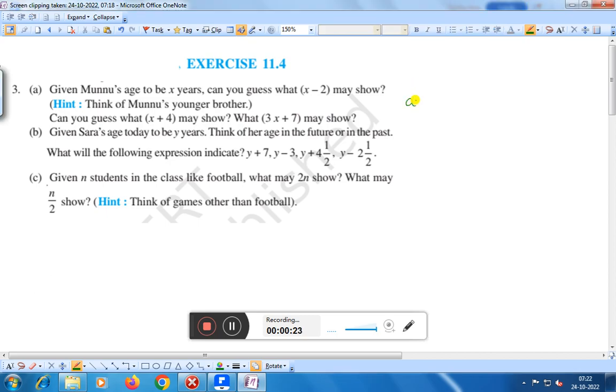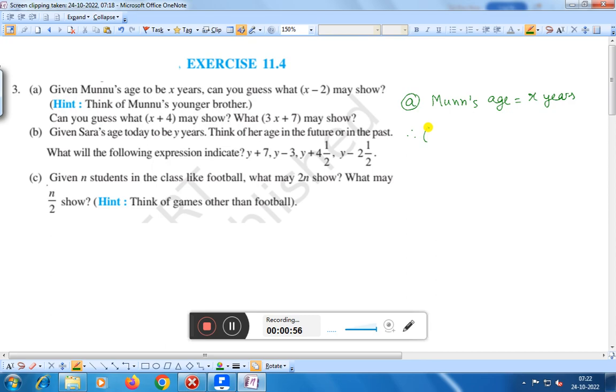Question number A is, given that Manu's age is equal to x years. Now can you guess what x minus 2 shows? X minus 2 means 2 years before, 2 years less than that of Manu's age. Let us say that x minus 2, that is Manu's age.